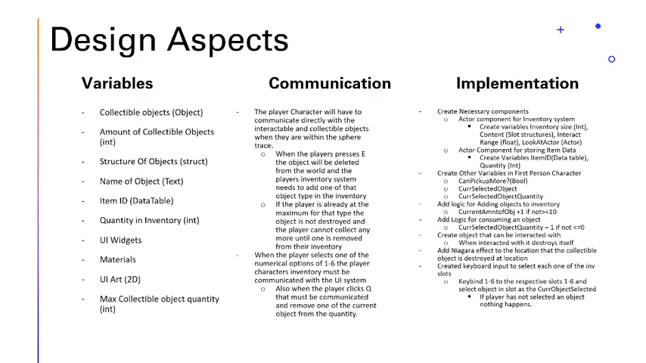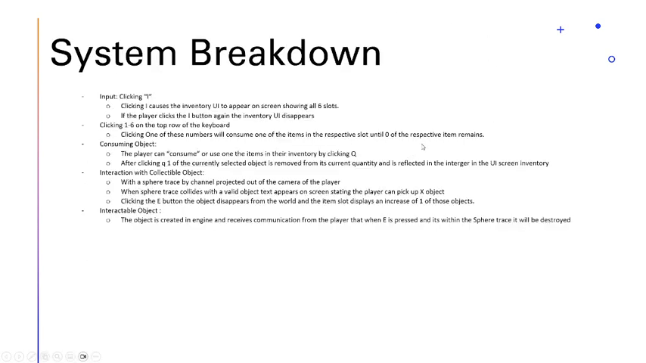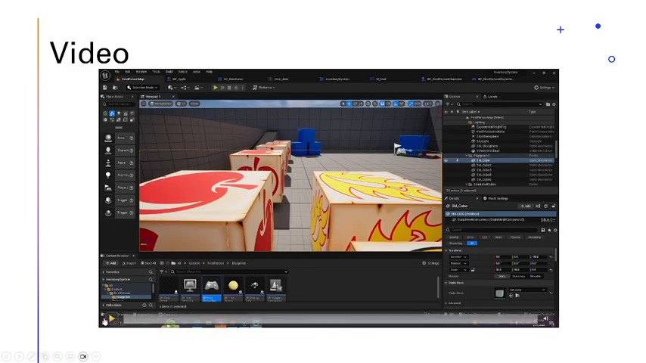The Niagara system spawning just before the object is deleted from the world itself, and the keyboard input of 1 to 6. So the system breakdown is what I've been going over: the input, clicking I, clicking 1 to 6, consuming by clicking Q, interacting with the collectible object when it's within range of the sphere trace by clicking E, and the actual interactable object that had a large actor component with quite a few functions inside of it. And then I have a video here displaying what I was able to get done.